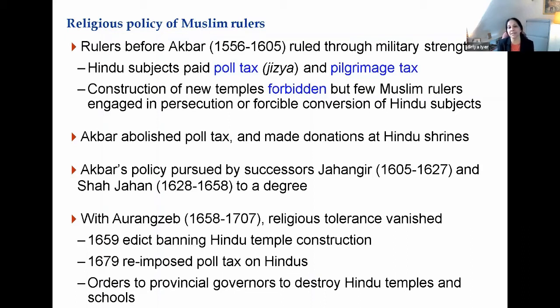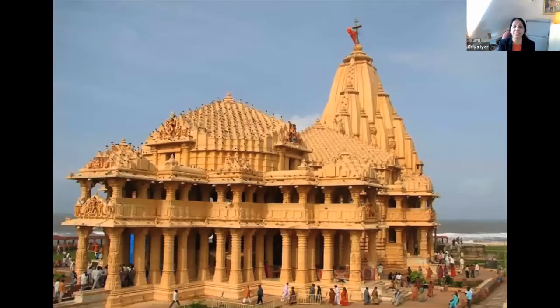But then what happens is there's a big change in the religious policy of Muslim rulers in Indian history. With Shah Jahan's son coming to power, his name is Aurangzeb, religious tolerance essentially vanishes. There is an edict in 1659 that bans Hindu temple construction. Aurangzeb reimposes the poll tax on Hindus in 1679, and he actually provides explicit orders to provincial governors to destroy Hindu temples and schools. This is an example of one of the temples that was repeatedly desecrated and rebuilt. It's the Somnath temple in Gujarat.